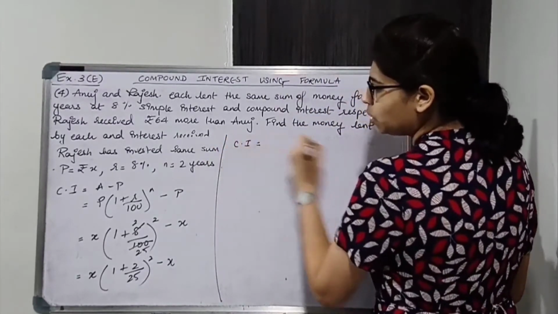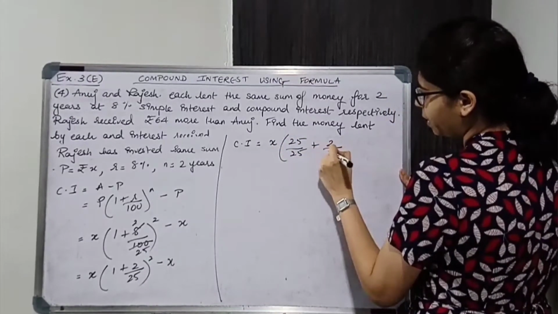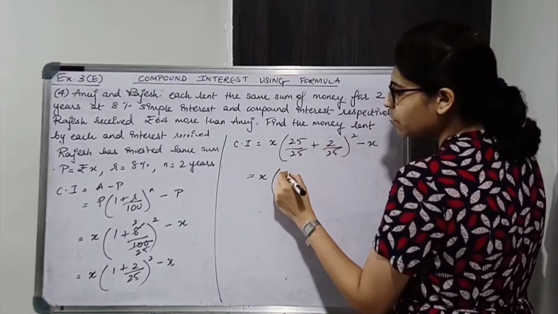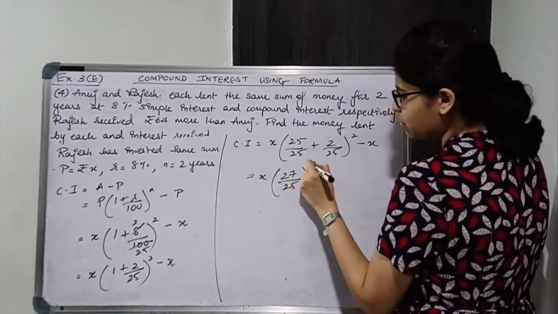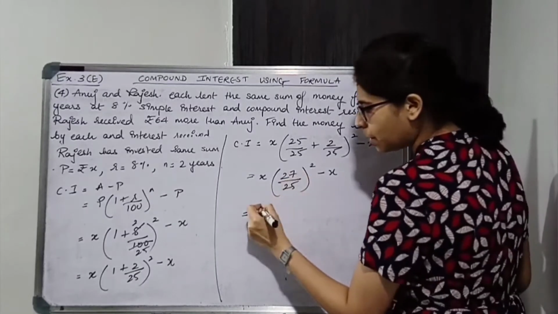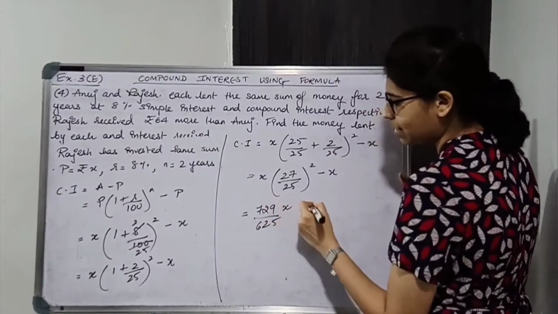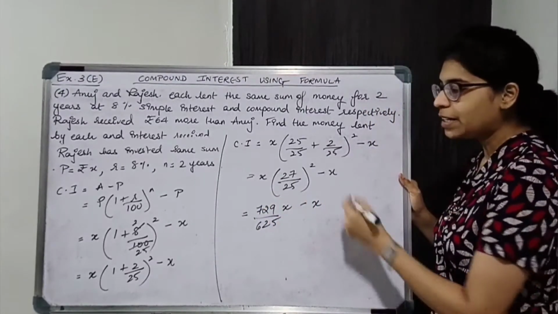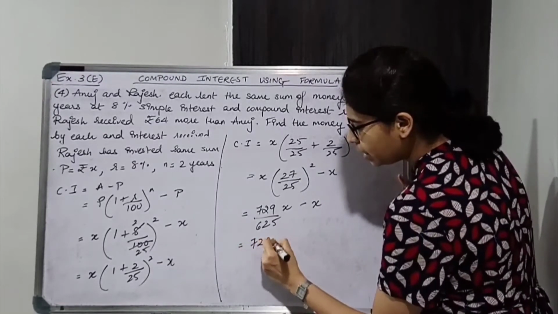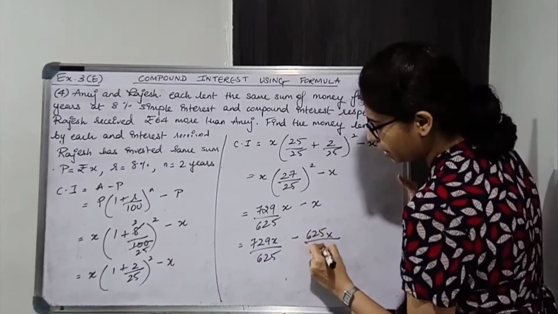So CI is equal to x into (25 plus 2 upon 25) raised to 2, minus x. So 25 plus 2 is 27 upon 25, raised to 2, minus x. Now 27 square is nothing but 729 and 25 square is 625, into x minus x. Now we'll take LCM, so we'll multiply and divide by 625. 729x upon 625 minus 625x upon 625.